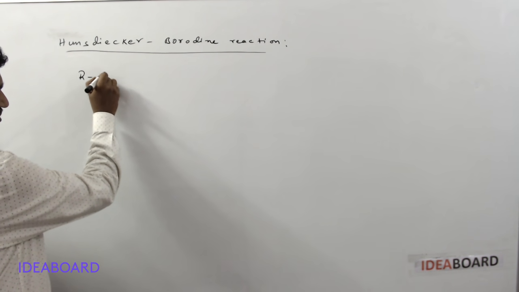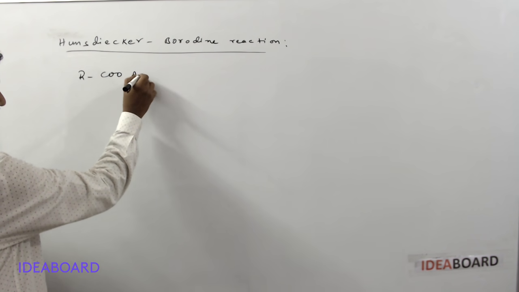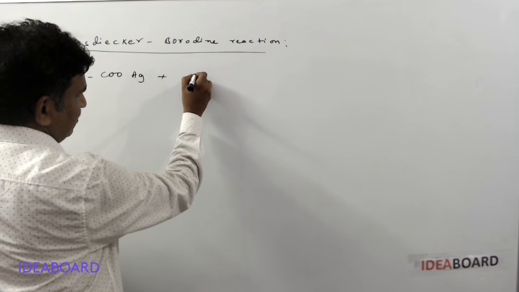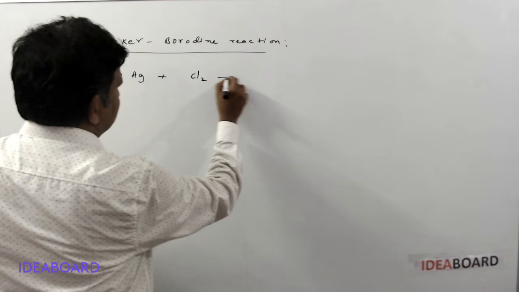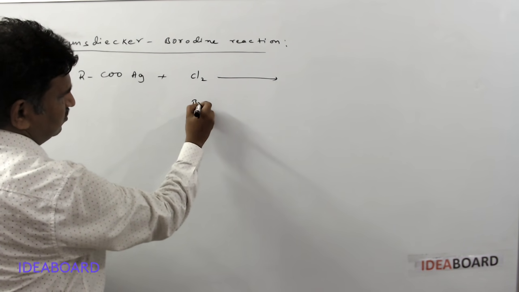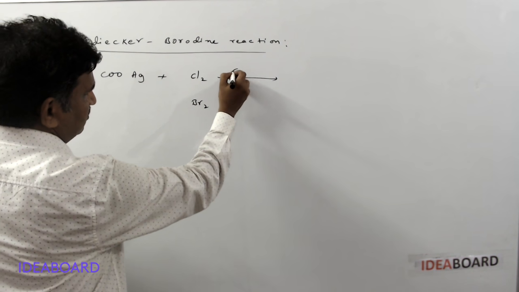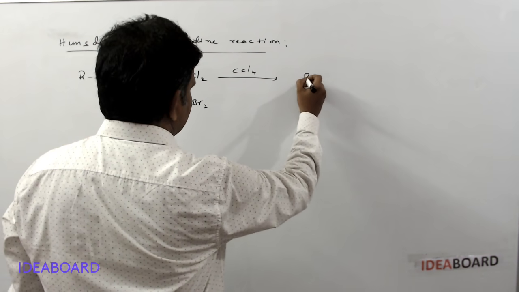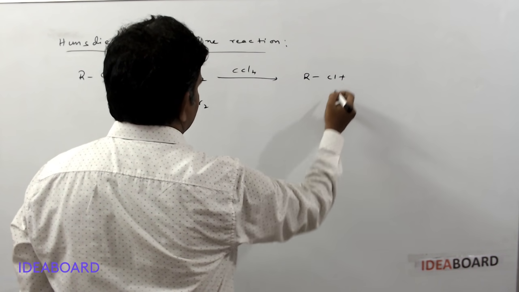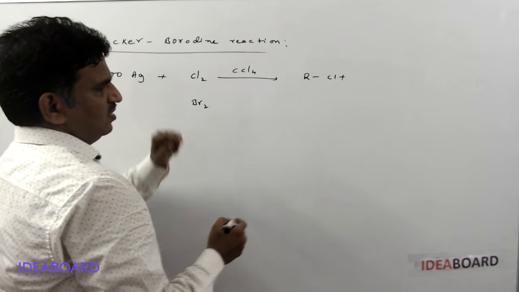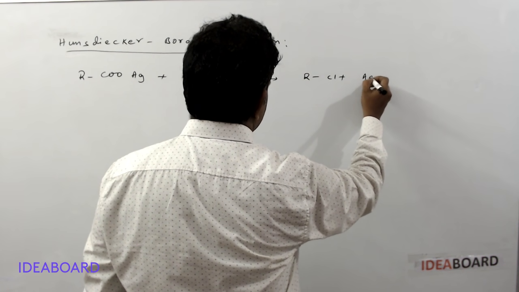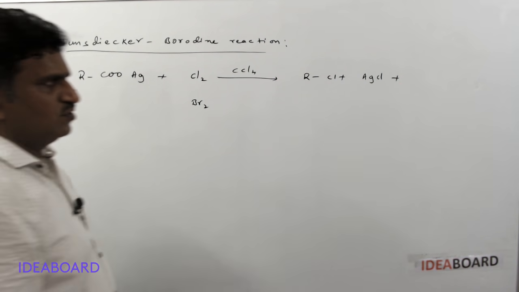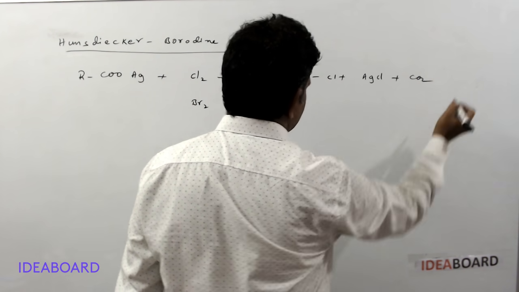Here, how we can give this is RCOOAg. This is called a silver carboxylate. The silver carboxylate reacts with either Cl2 or Br2 in the presence of the solvent carbon tetrachloride, forming RCl, plus one chlorine atom released as AgCl, plus the remaining compound CO2. So carbon dioxide is released.